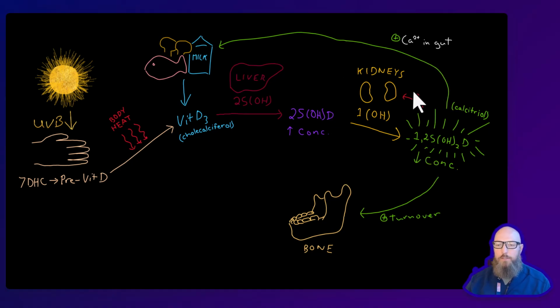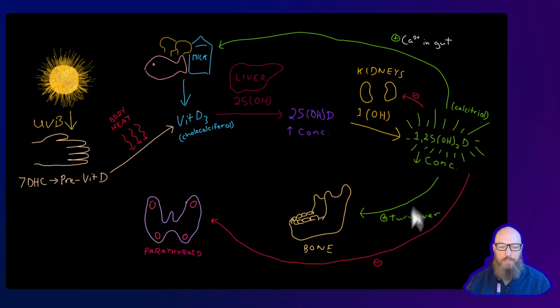Another thing it does, so this negative arrow means it inhibits. So this is inhibiting production of vitamin D. So it's a self-inhibitory process. It inhibits the production and the activation of this 1-OH enzyme that we talked about. What that means is you maintain concentrations of this 25-OHD in the blood, but if you have enough of the active form, the 1,25-OH2D, it's going to inhibit its production by that last step in the kidneys.